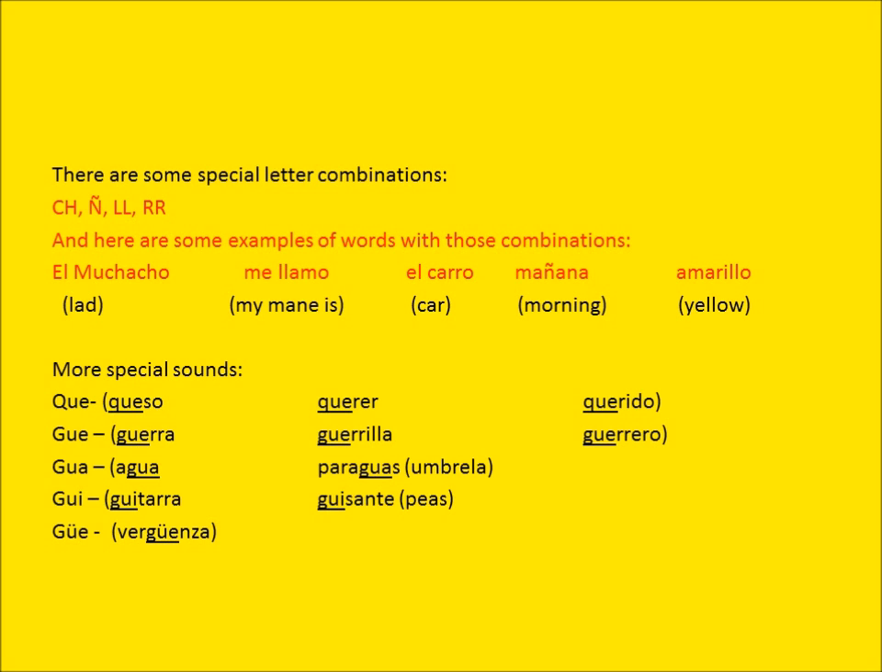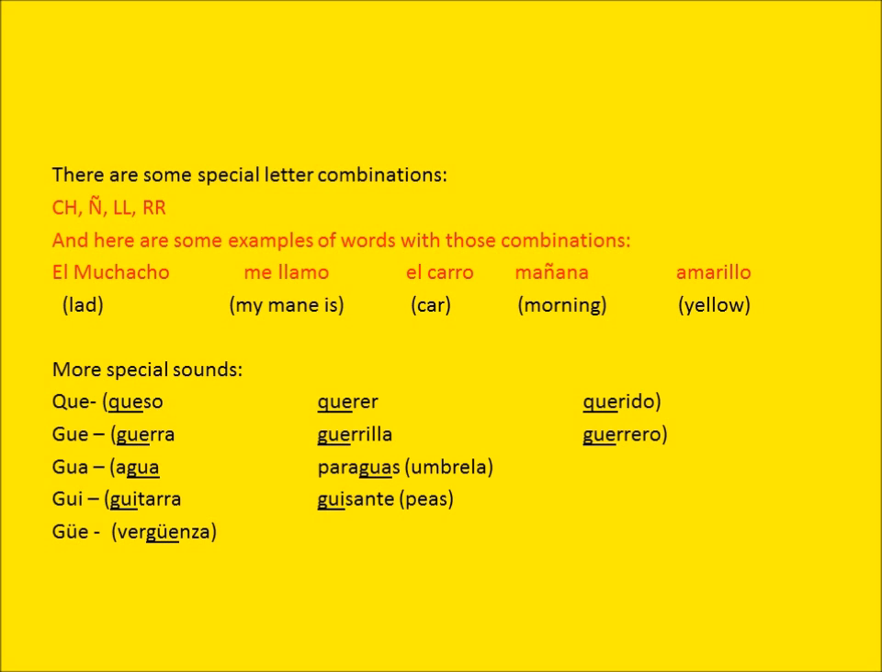Then you have me llamo. So the L and the L would come from the family lla, lle, lli, llo, llu. Me llamo. Then you have el carro, and mañana, and the last one is amarillo. Okay, one more time. El muchacho, me llamo, el carro, mañana, amarillo.